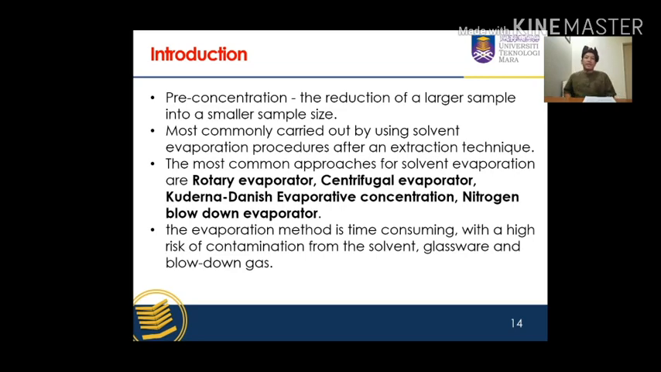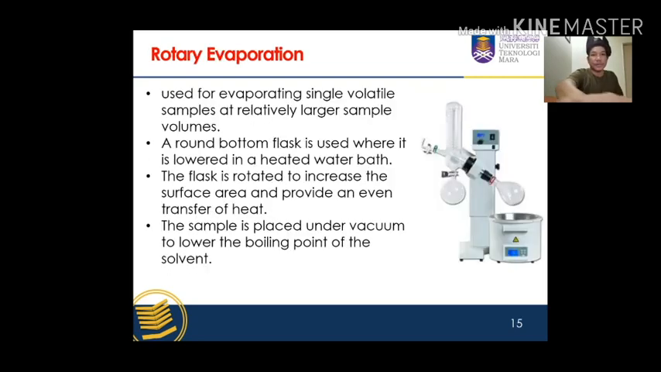The most common approaches for solvent evaporation are the rotary evaporator, centrifugal evaporator, Kuderna-Danish evaporative concentrator, and nitrogen blowdown evaporator. In all cases, the evaporation method is slow, very time consuming, and with a high risk of contamination from the solvent, from the glassware, and also from the blowdown gas. Let's start with the rotary evaporator.